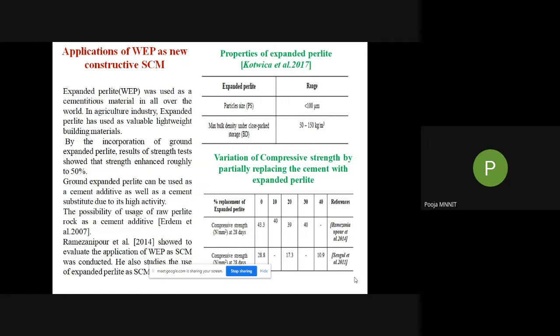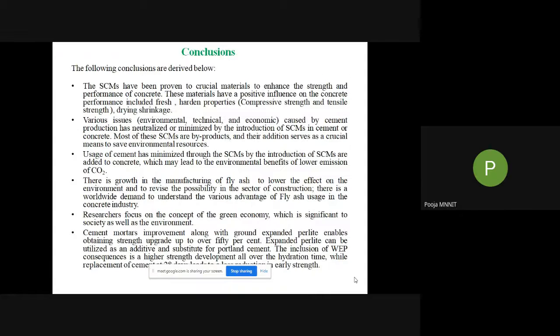These are the properties of the expanded perlite, like the particle size range of less than 100 micrometers, and the bulk densities range from 50 to 150 kg per meter cube. And these are the variations of the compressive strength by partially replacing the cement with the expanded perlite. Now, in concrete mix, the supplementary cementing material will be of virtual interest and a practical solution for sustainable construction, and also construct the greening with respect to the environment.